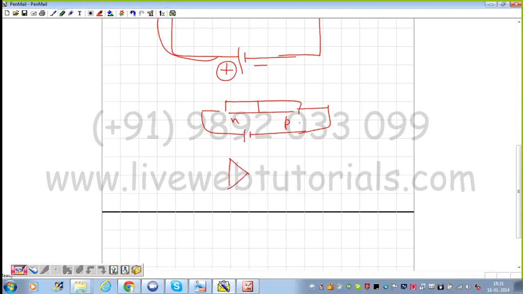Suppose this is the symbol of diode. When I am representing like this, this part is the p part, and this side is the n part. So when you apply potential difference, current is going to flow in one particular direction. If you try to make the current flow through the other direction, the current is not going to flow. That's how digital signals will be created. Either the current is there or the current is not there.